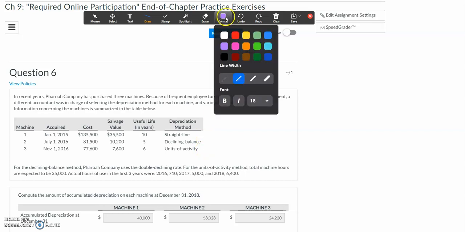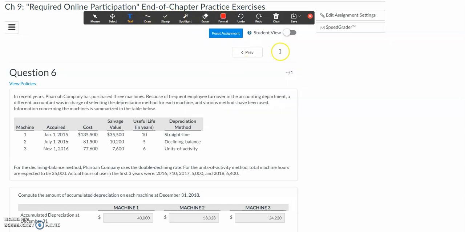And one of the things that you really want to pay attention to when you're going through a problem like this is which method you are using. You want to pay attention to the date each fixed asset was acquired. And also, once you have the formula, you'll have to figure out what information you need to use to compute the depreciation for a given year.